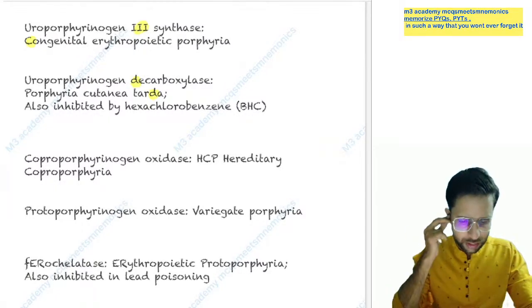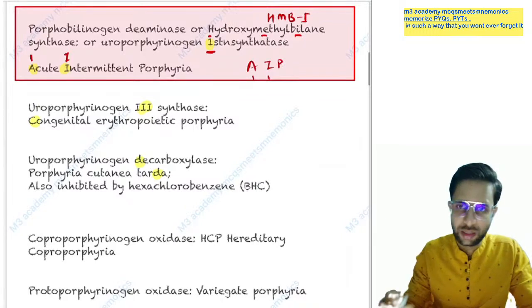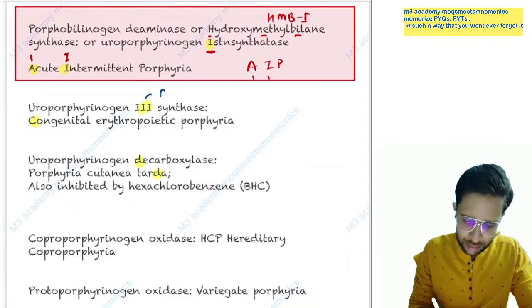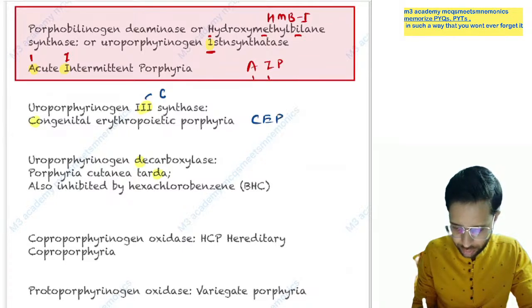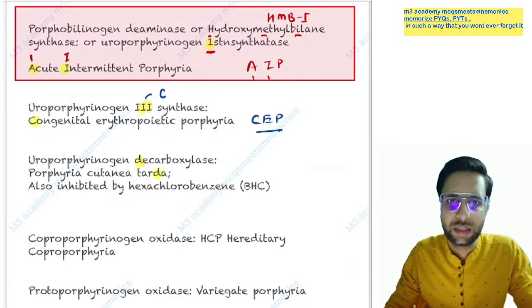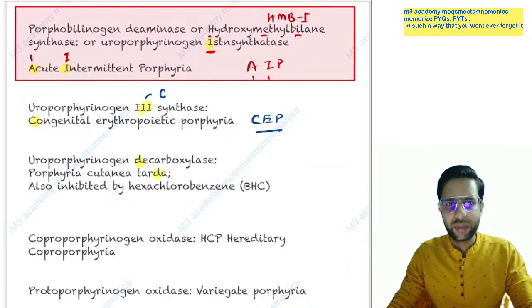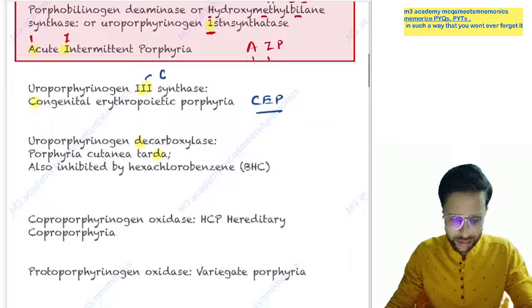uroporphyrinogen third synthase. So you can say, which is the third letter in the alphabet? The third letter is C, and for C you can make congenital erythropoietic porphyria. So C is the third letter, so you have to write the third enzyme: uroporphyrinogen third synthase, congenital erythropoietic porphyria.